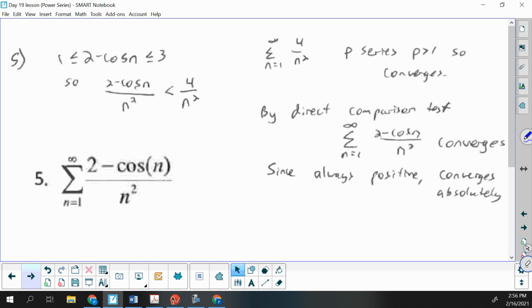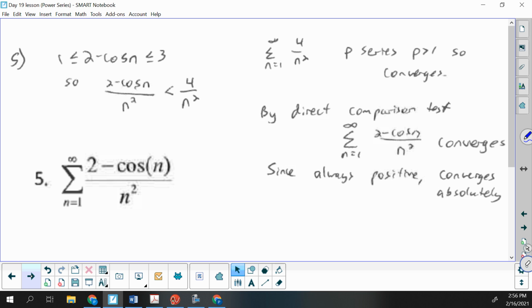In 5, this one might have been a little tricky. We're going to compare this to 4 over n squared. Now, the reason we're picking 4 is that it is a numerator that is guaranteed to be bigger than 2 minus cos n, because the biggest 2 minus cos n will ever be is 3. So we've got something that's always greater than what we have.